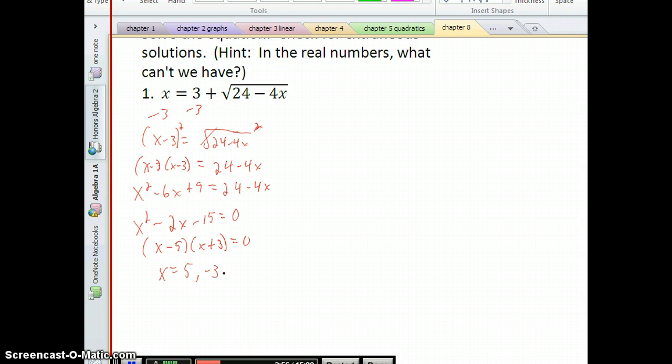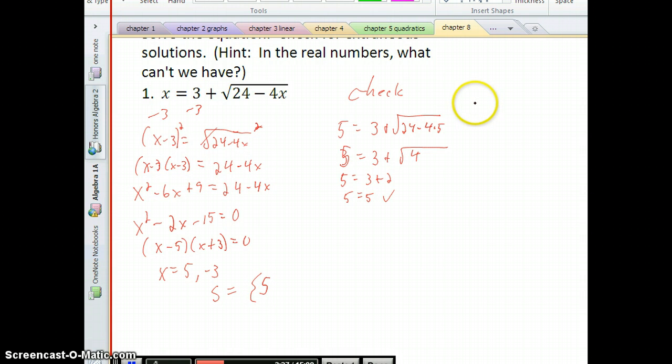So now what we want to do is make sure that those solutions would work in the equation. So if we try 5, we get 5 equals 3 plus the square root of 24 minus 4 times 5. So we would get that 5 equals 3 plus the square root of 24 minus 20, which is 4. So 5 equals 3 plus 2. So that one works out. That tells us that for our solution set, 5 should go in our brackets.